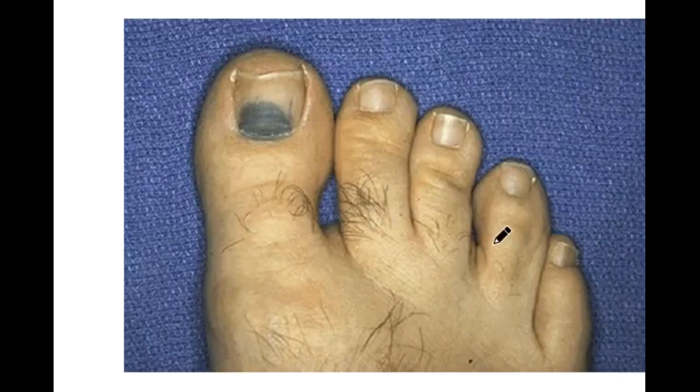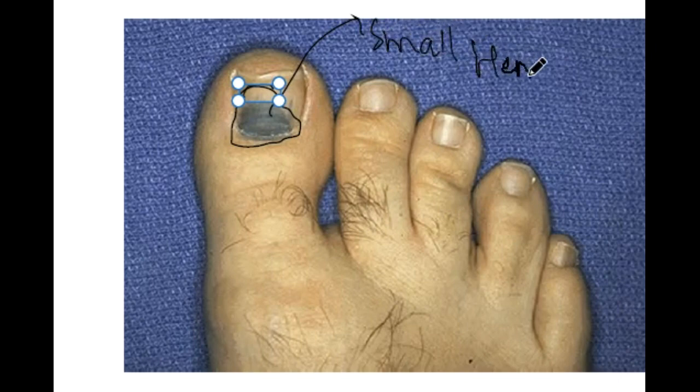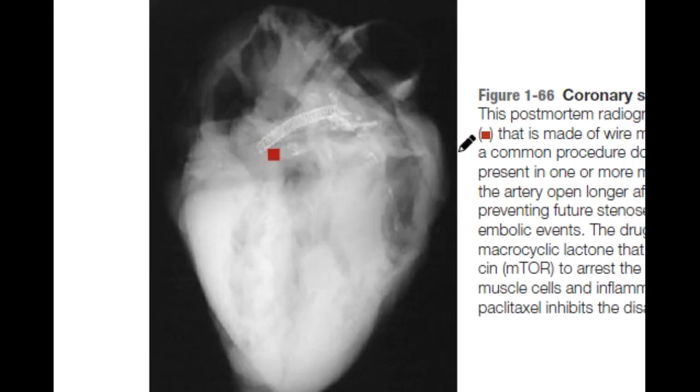And in this leg, if you see here, there is a collection of blood just below the toenail. So this is a small hematoma. Here the RBCs present in the blood have been broken down, and the iron in the hemoglobin is not lost, and as a result this has given this black coloration to this hematoma.